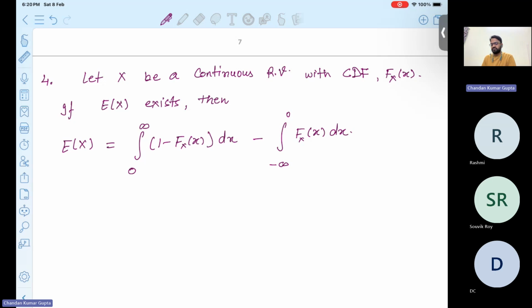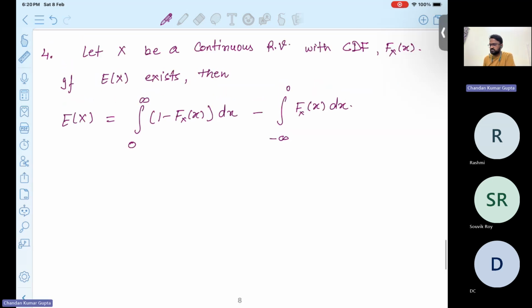Either we can first differentiate the distribution function to find the probability density function, and then with the help of that density and the formula that we have discussed above, calculate the expected value of X. Or we can directly calculate it with the help of this formula when we are given the cumulative distribution function.